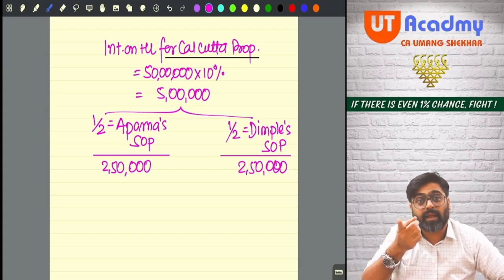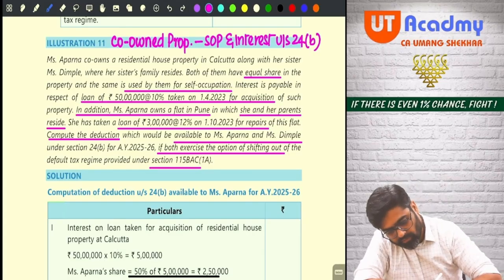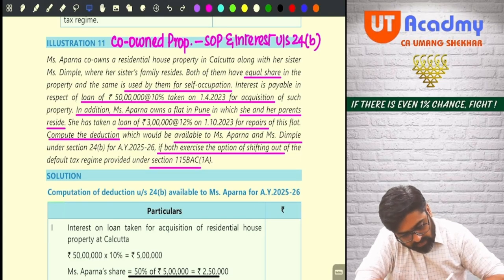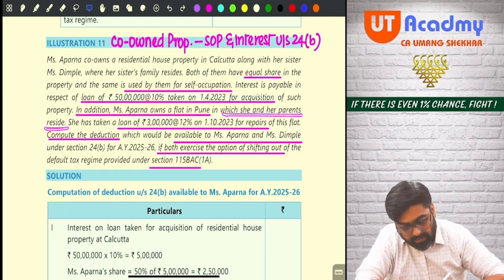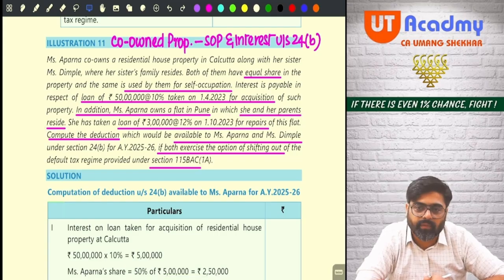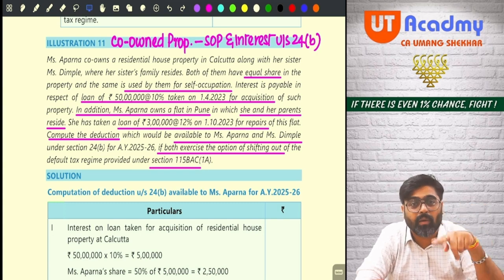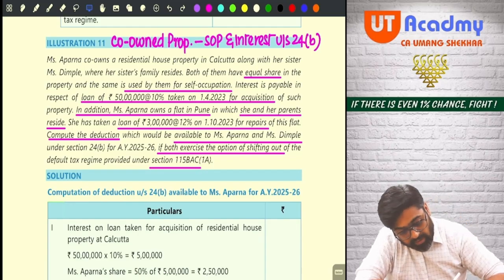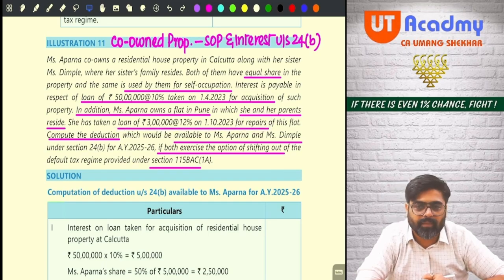But wait, Aparna is having one more property given in the question. See what the question says. Now the question says, in addition, Miss Aparna owns a flat in Pune in which she and her parents reside. Now Pune flat is also SOP in the hands of Aparna. So now Aparna is having one SOP or two SOPs? Two SOPs. Both the SOPs she can take the exemption. Okay. Now for this Pune property, she had taken a loan of rupees 3 lakh at 12% on 1st October 23 for repairs. Getting my point?